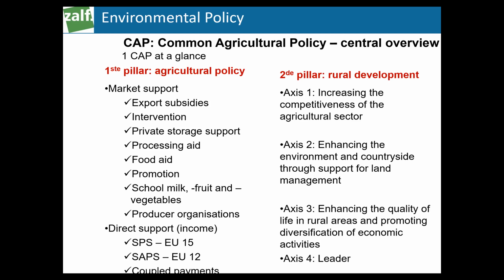And this is a central page here. That means we have the two pillars of the common agriculture policy. And please have it in mind, because if I now go further later, you see the pillar 1 and pillar 2. And then you see in pillar 2, 4 axes, sorry. The pillar 1 is a direct payment on agriculture policy, market support, direct support. And pillar 2 is rural development programs.